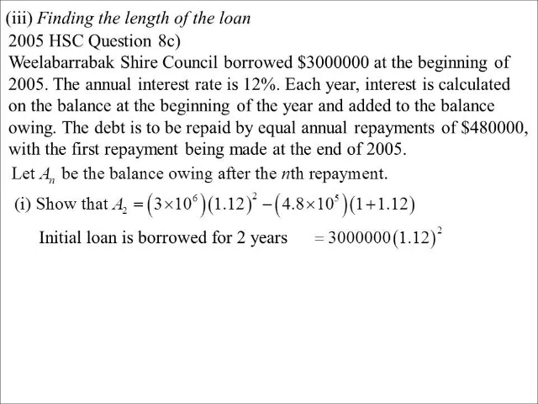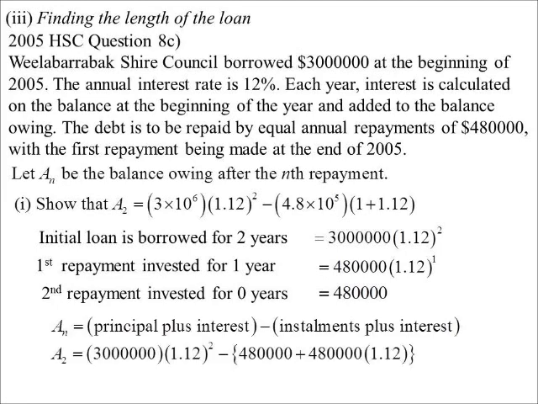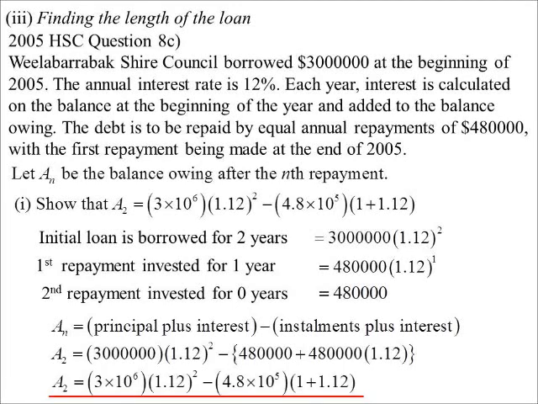Okay. Well, we know the initial loan. There's the compound interest formula. The first repayment's in there for 1 year. So the second repayment, oh, that's it. They're the only repayments because we're only doing it over 2 years. So we find the difference between the two. And we've got it. Well, they've tried to make it fancy by putting in scientific notation. But if you look at it, that's what we've got. So bingo, we've got the answer. All right.